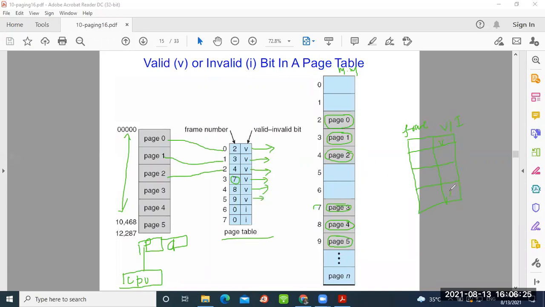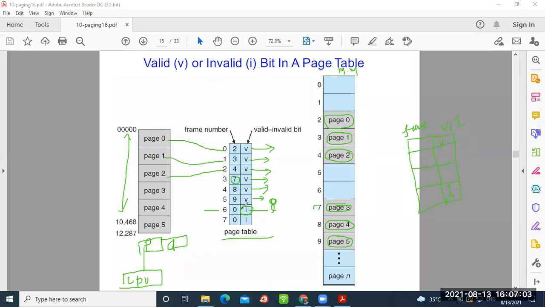If it has I, in this case you can see page number 6 has the bit I. What does the I represent here? It is an invalid bit. That means it is invalid. The page is corrupted, that is, it is no longer available or it does not occupy any frame. That means it is not available in memory. The page is not available due to some reason. It may be corrupted, it may be lost, it may be destroyed.